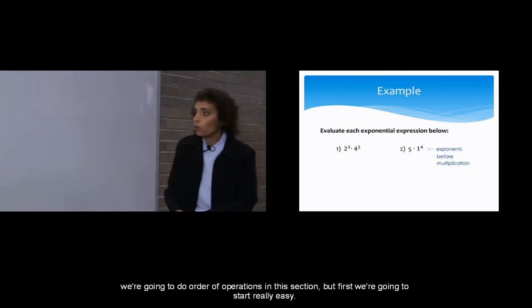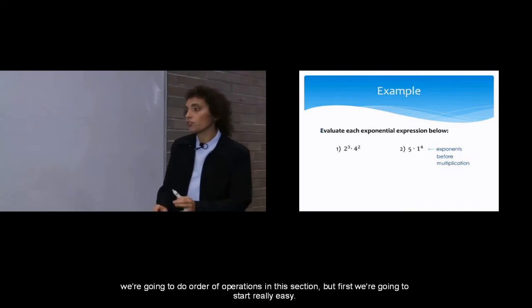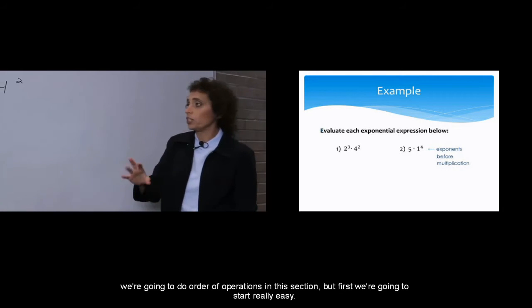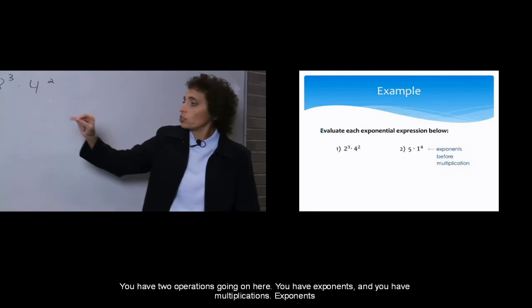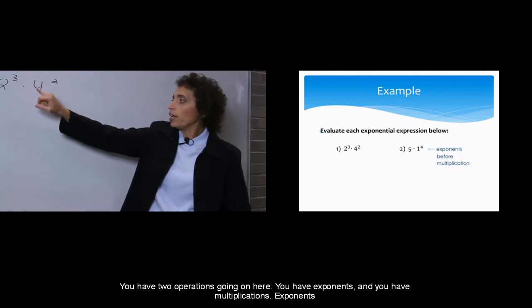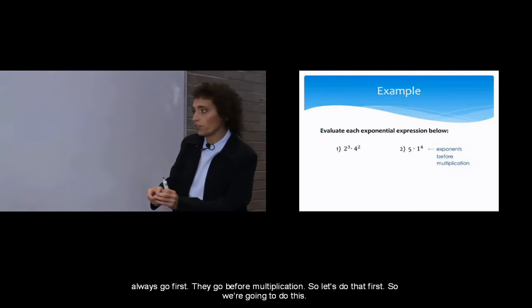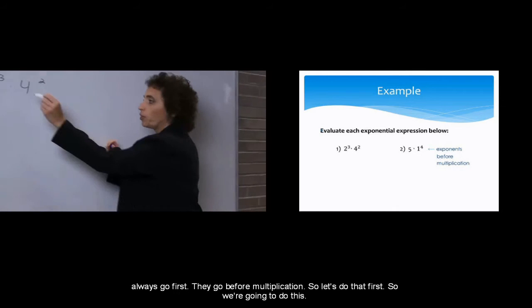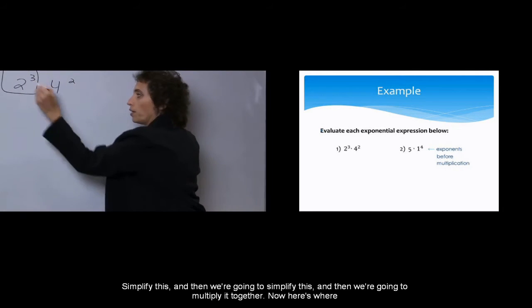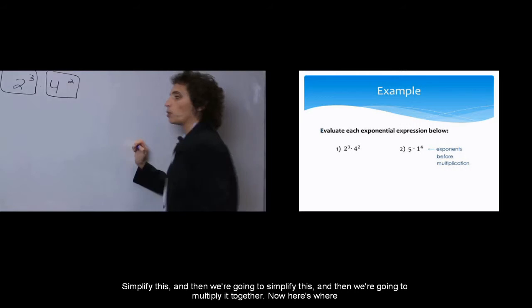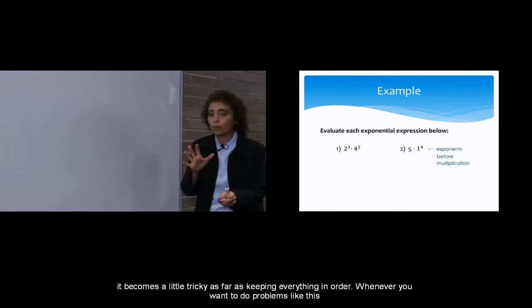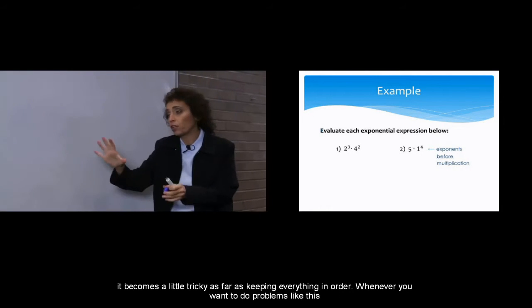Now, we're going to do order of operations in this section, but first we're going to start really easy. You have two operations going on here. You have exponents and you have multiplication. Exponents always go first. They go before multiplication. So let's do that first. So we're going to simplify this, and then we're going to simplify this, and then we're going to multiply it together. Now, here's where it becomes a little tricky as far as keeping everything in order.